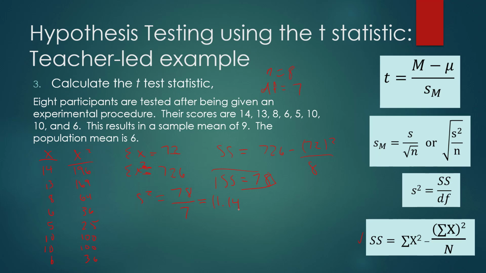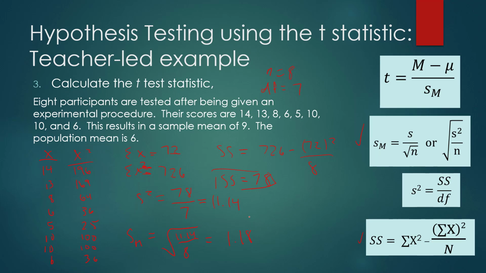Then I can plug that into this formula. I can either then just take the square root of, so I'm now going to use this formula. So my expected standard error is going to be the square root of 11.14 over, now I'm back to using n, which is 8, and that's going to give me 1.18.